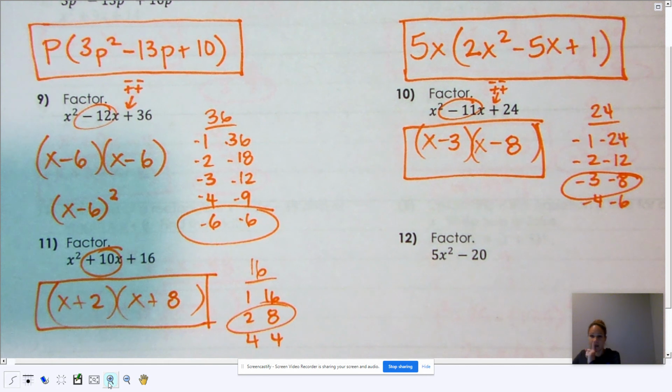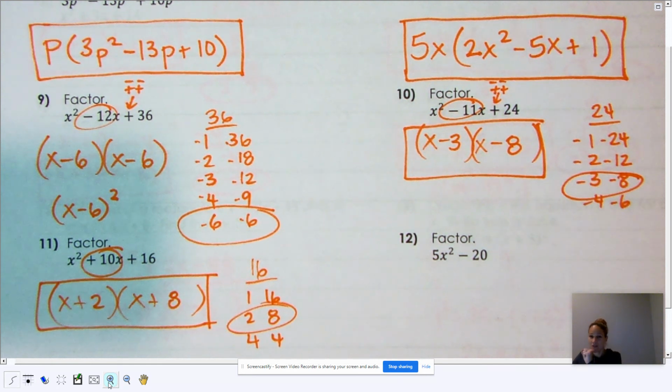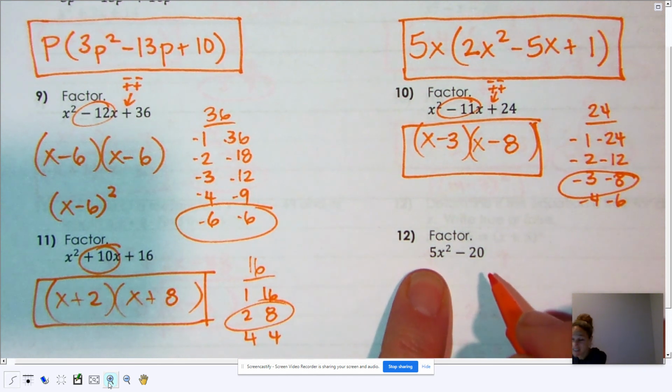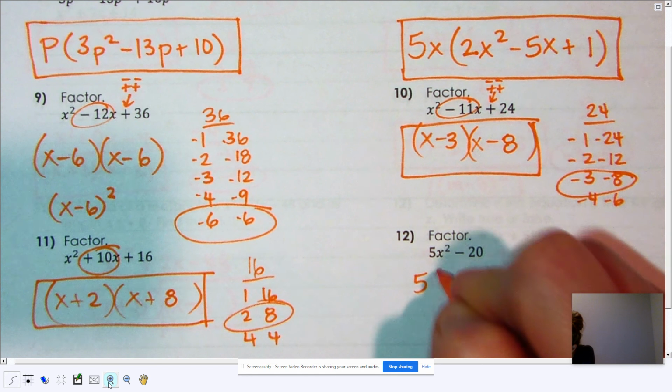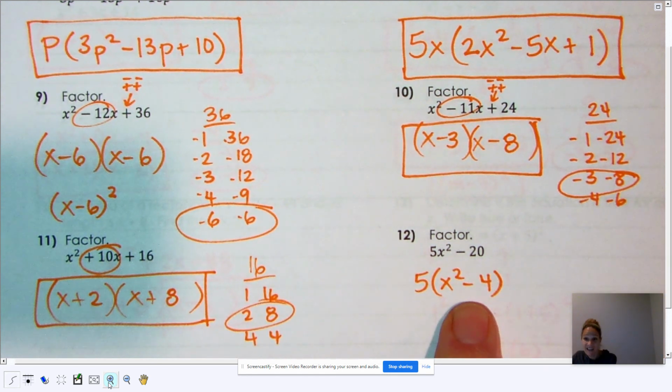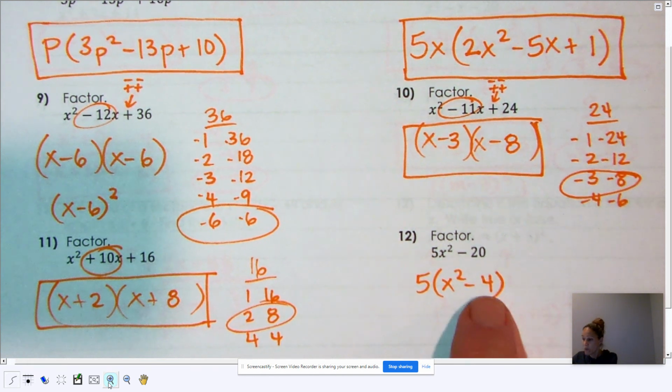This one's a little bit tricky. This one has us, we have to do two different things. It doesn't tell you, but if I look, I can see, hey, those both have a 5 in it. So I can pull the 5 out, and then I have x squared minus 4. Well, this part I can still keep factoring. For those of you that remember the difference of squares, we know it's going to be an x plus and an x minus, whatever the square root of 4 is, which you guys know is 2.